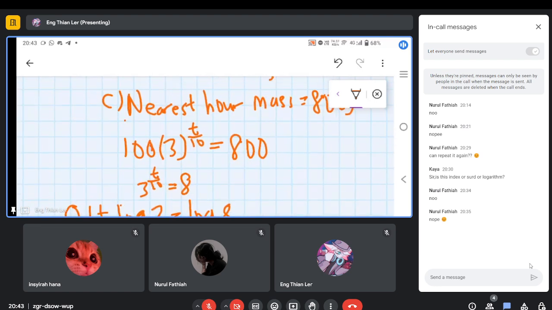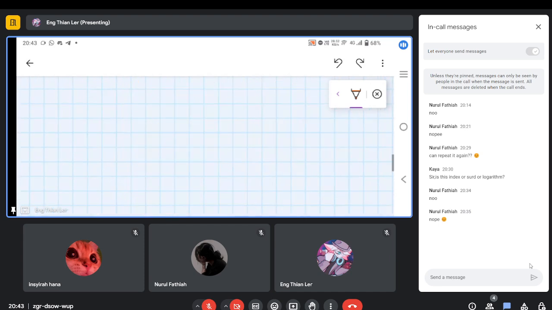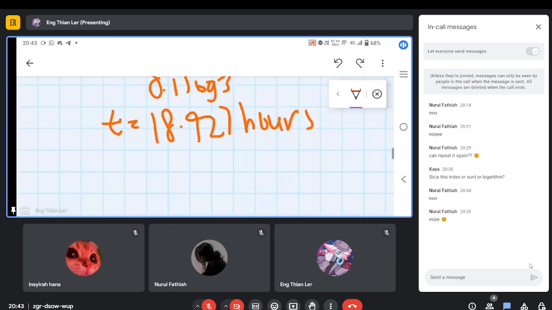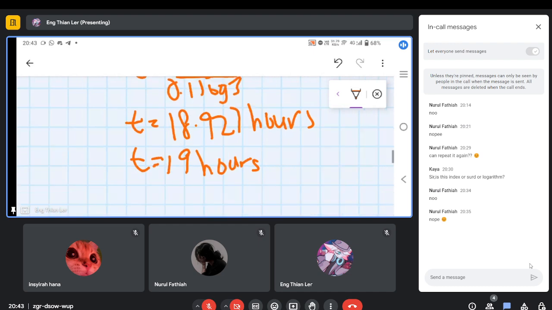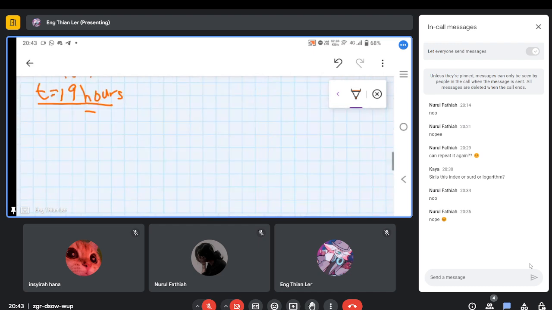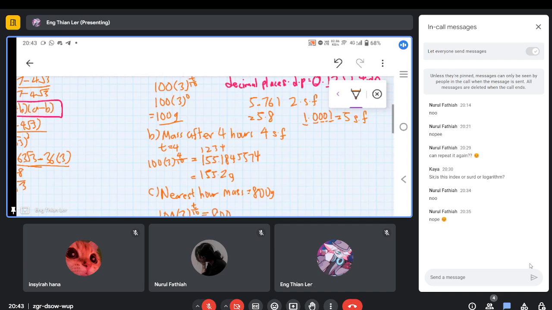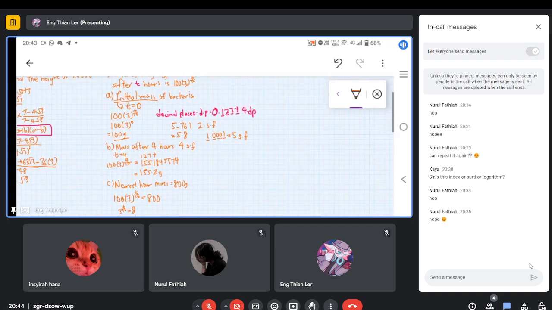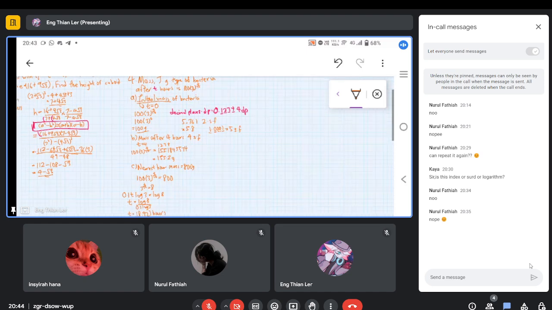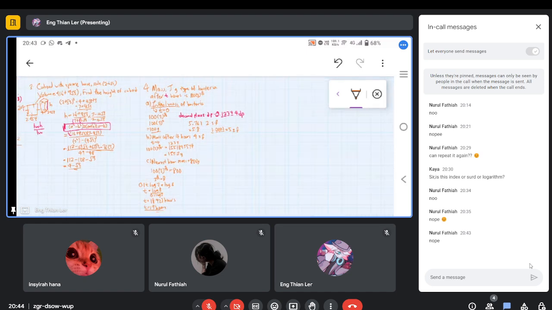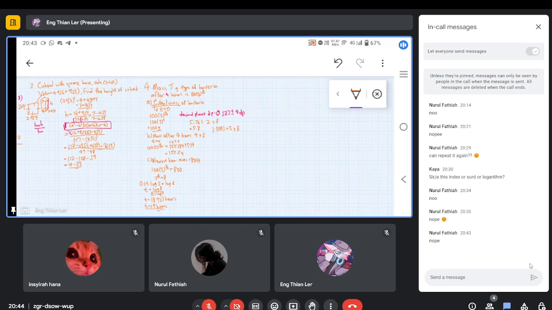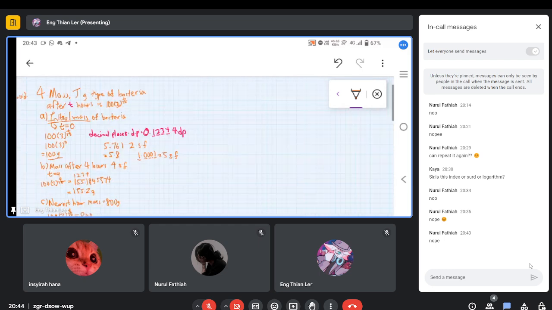But we need to correct it to the nearest hour. So what is nearest hour? You just round off the 18.92, so t will be 19 hours. Just that simple. Alright. So any questions from A, B, or C? Anything you don't understand? Alright, it's good.